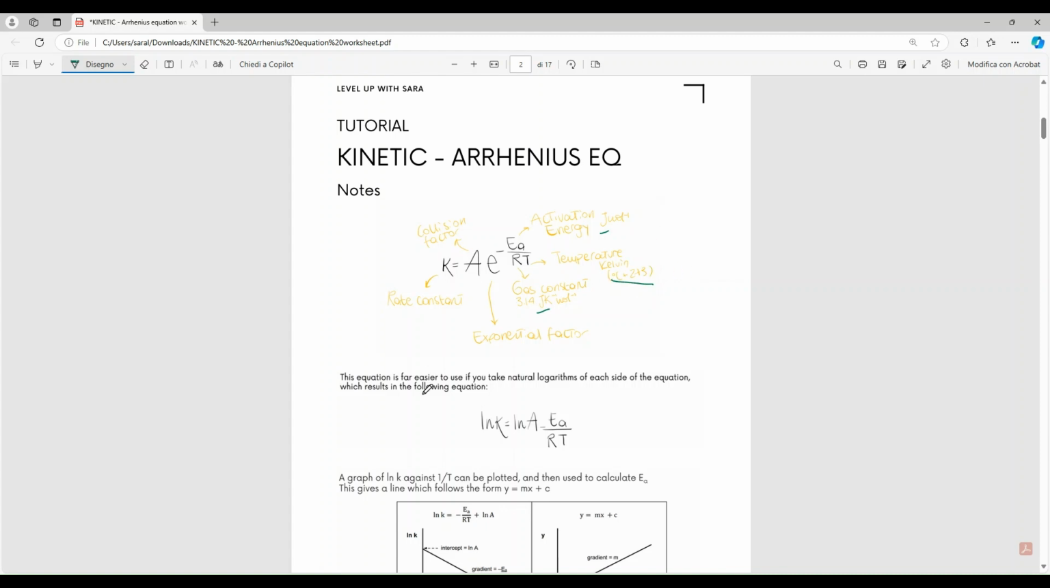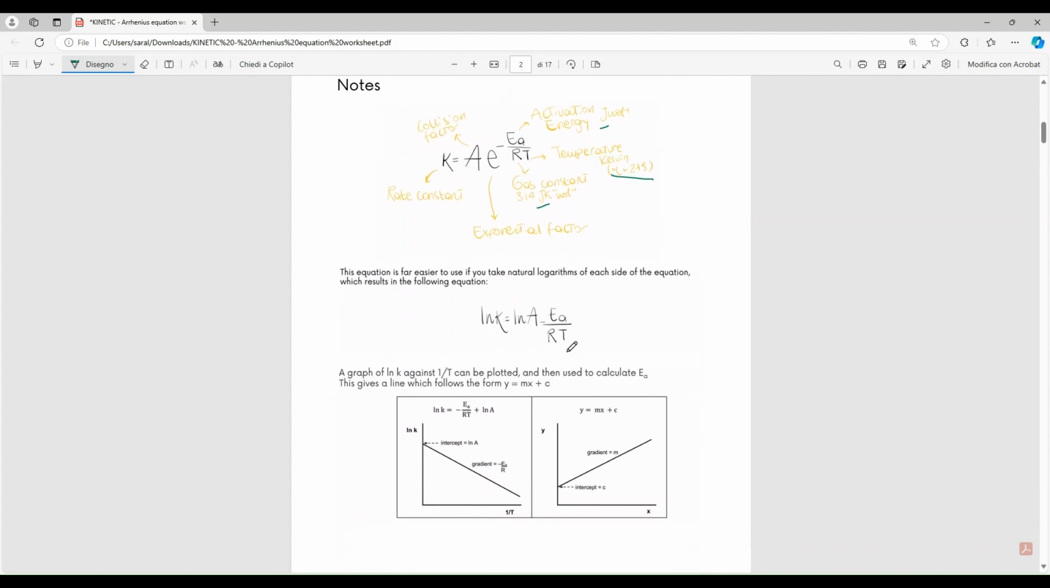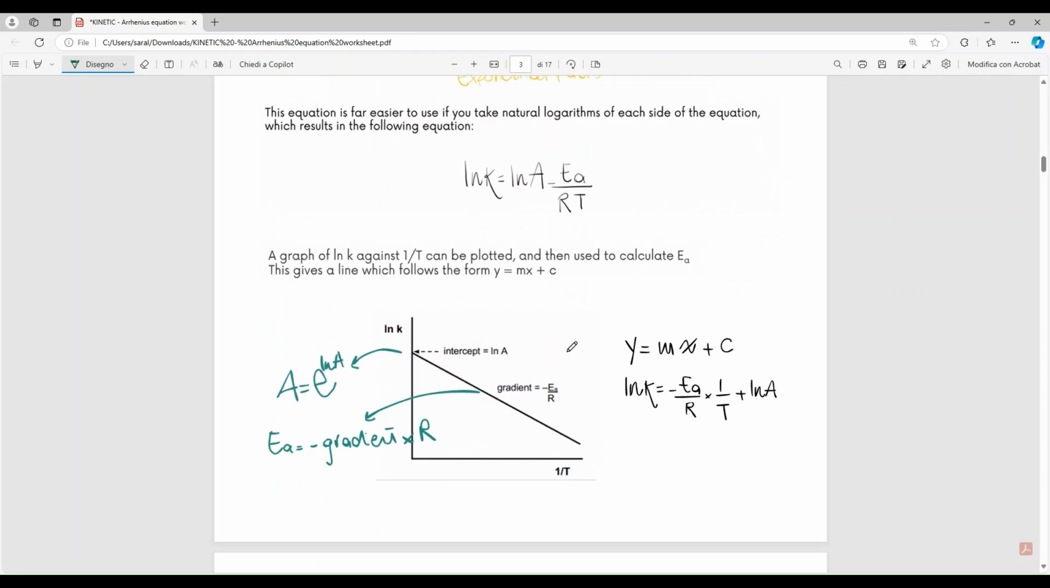Okay, so it's extremely important that you remember that. Now, this equation in the exponential form is not very useful and it can be a bit tricky to do calculations with. That's why this equation is easier to use if you take the logarithm of each side, which results in the following equation: the natural logarithm of k is equal to the natural logarithm of A minus Ea over RT. As you can see, it's a linear equation now.